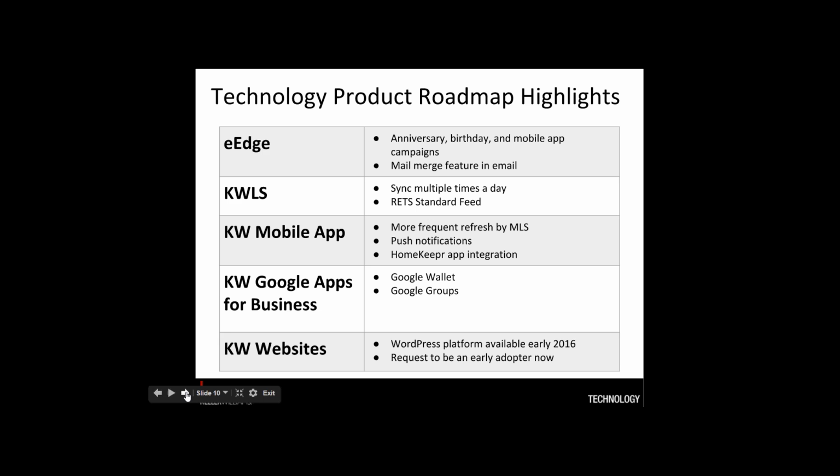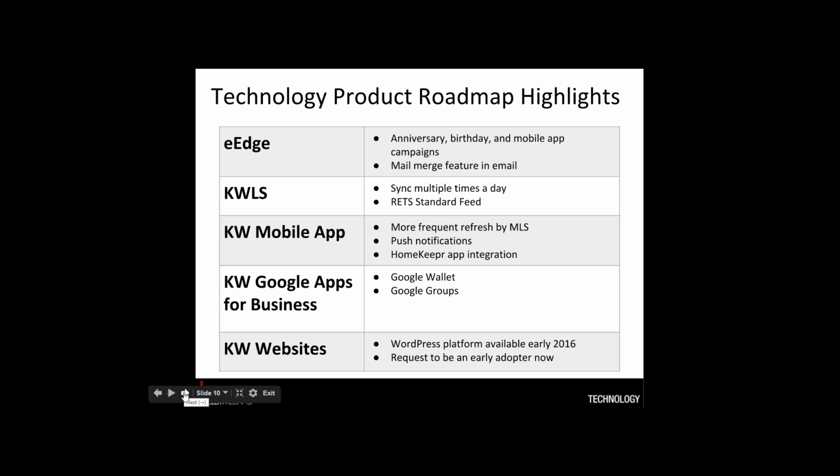So EEdge, you're going to see some more campaigns coming your way, campaigns for anniversaries and birthdays, as well as an 8x8 mobile app campaign. Those are all expected to be launched no later than Q1 2016. And we've also talked to you about the mail merge feature that's coming to email. So you'll be able to send out emails and merge various fields in the contact record into each email, so you have a very personal message going out, but you really only had to write it one time.